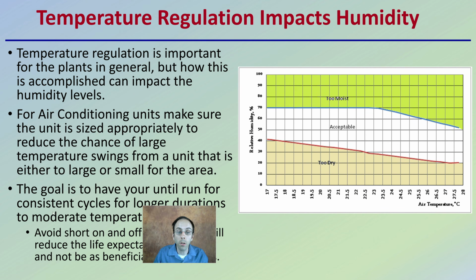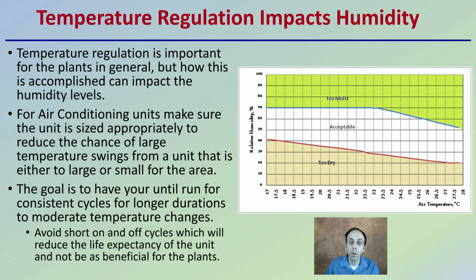Temperature regulation also impacts humidity. So when we're talking about humidity, that's important. We also want to look at how humidity and air temp play off one another. Temperature regulation is important for the plants in general, but how this is accomplished can impact the humidity levels. For air conditioning units, make sure the unit is sized appropriately to reduce the chance of large temperature swings from a unit that is either too large or too small for the growing area.